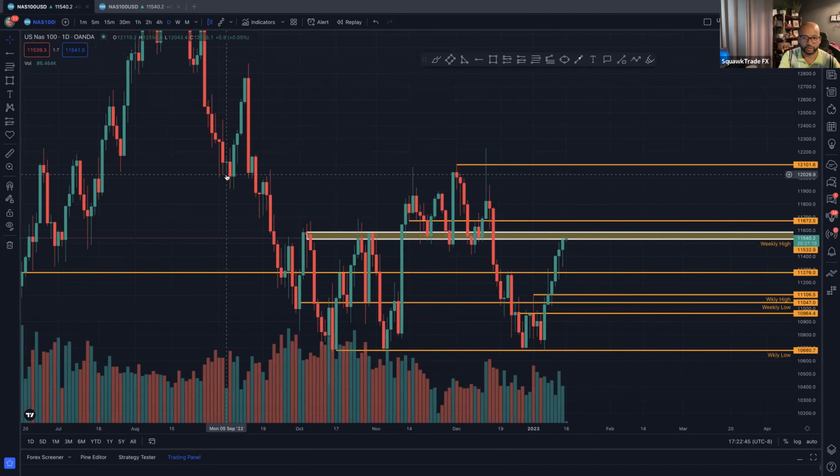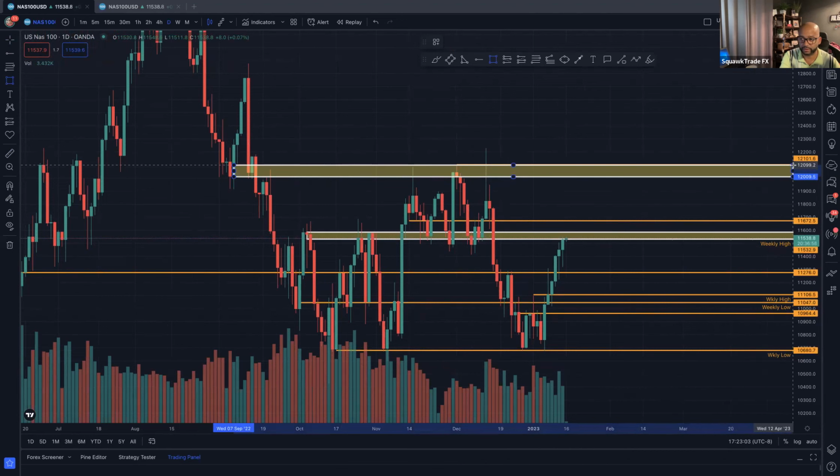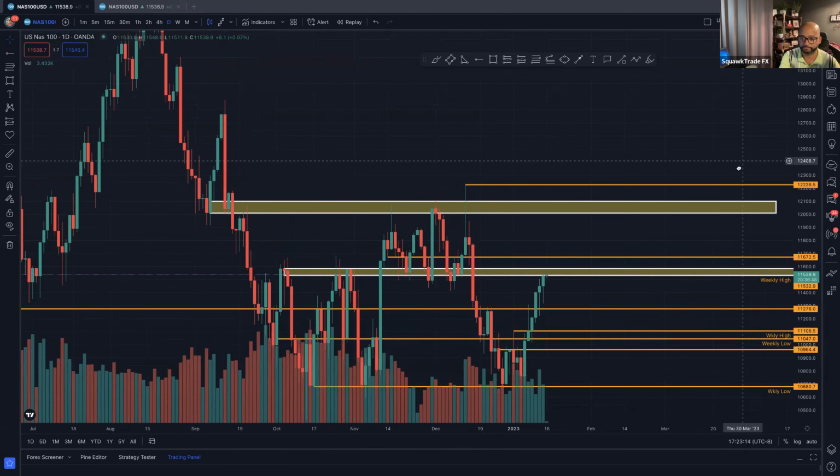I'm going to mark this one up too. This one here is actually lined up with the weekly high, and this is a daily low. So I'm going to zone this one out. I'm going to go from here, and I'm going to include the weekly high that we had. I'm going to zone this out here like this. This should have been the weekly high, and this one is really the weekly high. Boom. So I start to zone these out.